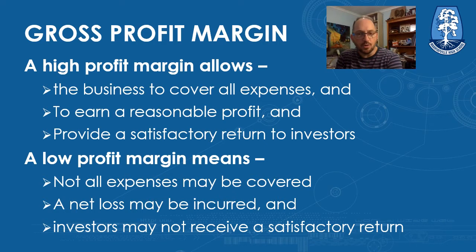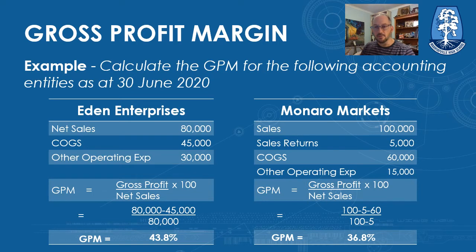A low gross profit margin means that not all your expenses may be covered. There may be a net loss, and investors may not receive a satisfactory return. And if they aren't confident with the future moving forward, again, they may take their money, take their equity out of the business and put it somewhere else where they can find the return that they are looking for. Let's have a look at calculating the gross profit margin now.